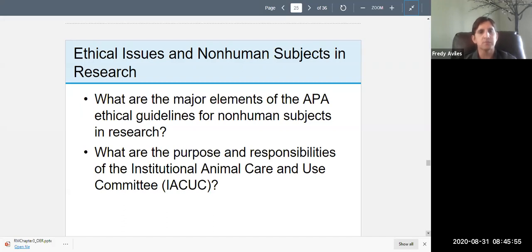So we're going to talk about what are the major elements of the APA ethical guidelines for non-human subjects in research, and what are the purposes and responsibilities of the Institutional Animal Care and Use Committee. That is what the committee is called. Okay, not the Institutional Review Board. That's for human research. For animals, it's called the Institutional Animal Care and Use Committee. That would be the group of people who are reviewing research where animals are going to be used.